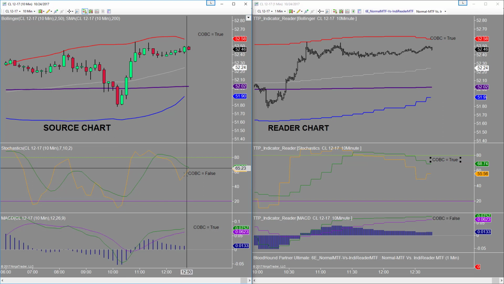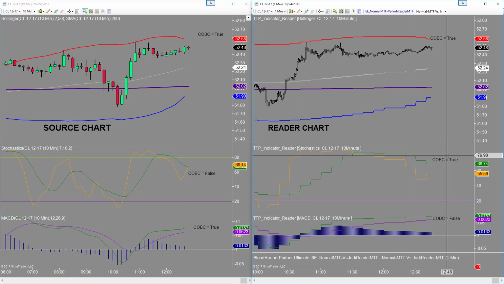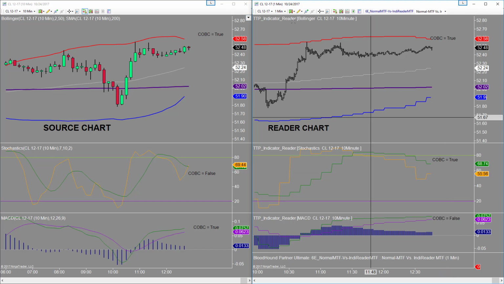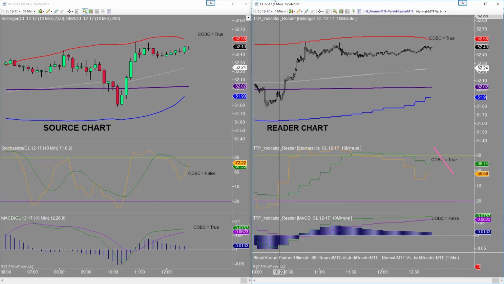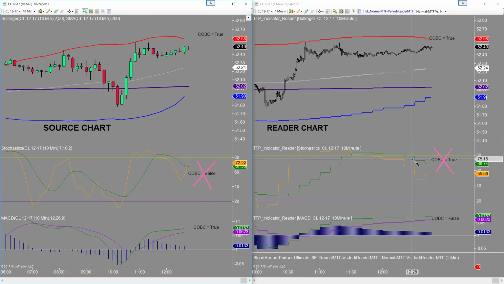But when that source chart indicator, the main indicator, the one that you're copying, the stochastics in this case on the higher time frame on the 10-minute chart, I'm copying this to the 1-minute chart over here with the indicator reader. If that source indicator is set to false, then the reader has to also be set to false. So this is the one that does not work right here. This one does not work, this combination. When the source chart is set to false and the indicator reader chart is set to true.